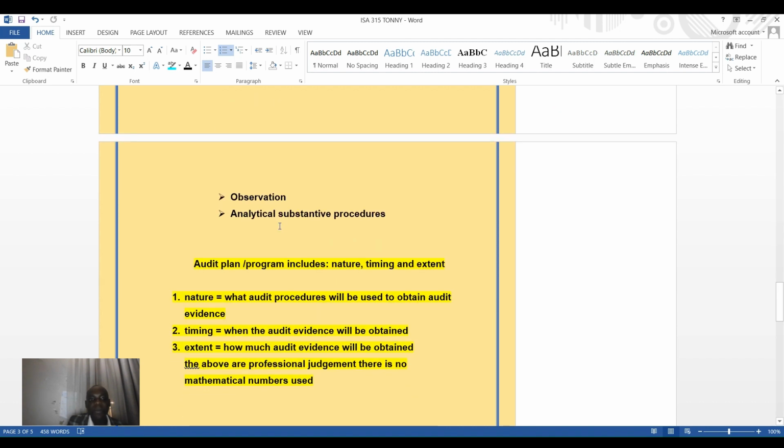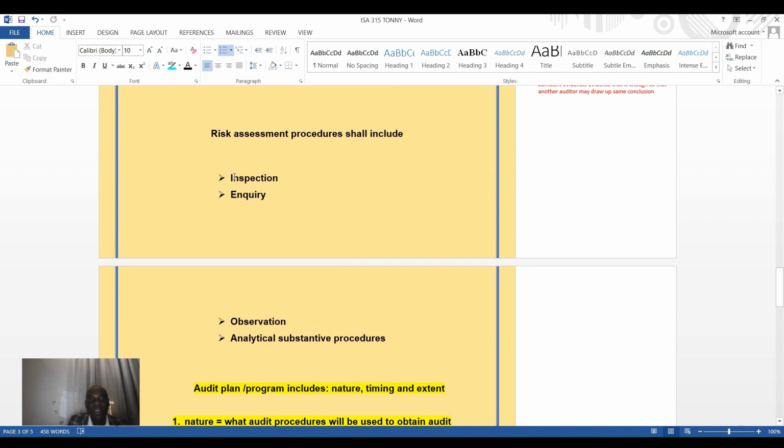And then I will explain the audit plan or program, because the audit plan and program should include nature, timing, and extent. Nature, timing, and extent are professional judgment. Here, guys, we're going to use our professional judgment. What is the nature? You ask yourself, what audit procedure will be used to obtain audit evidence.